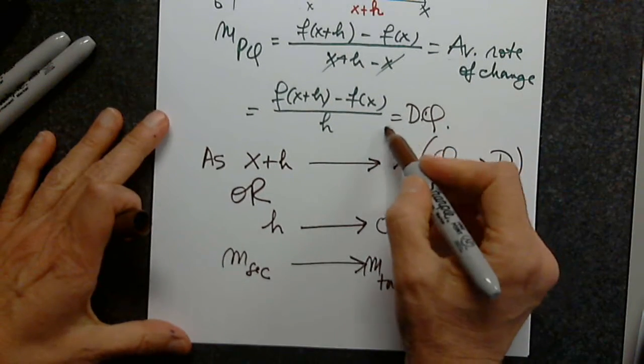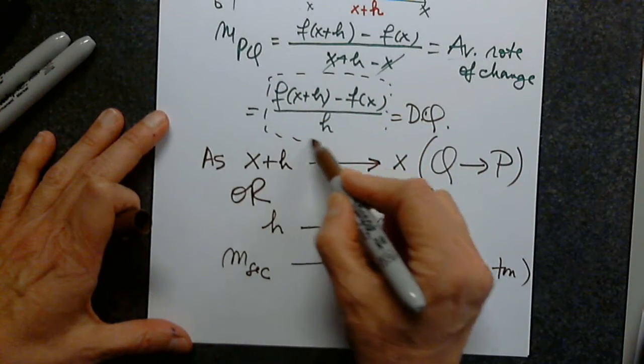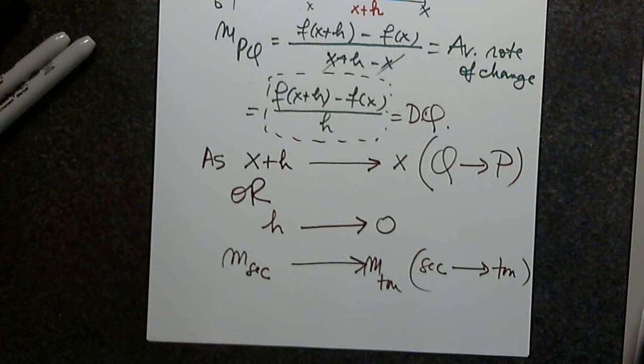What will happen here if I say it's the difference quotient, it's the slope of the secant line? And now I'm telling you, and it's a contradiction, right? It appears to be a contradiction. I'm telling you, as h approaches 0, this will become the slope of the tangent line.